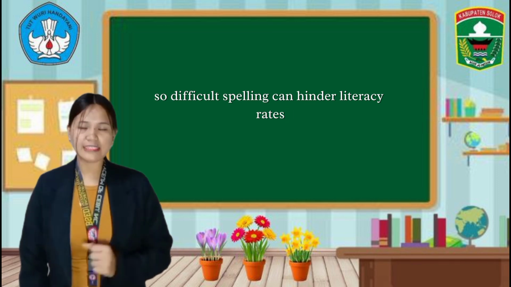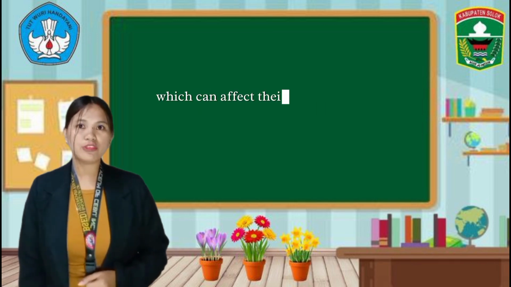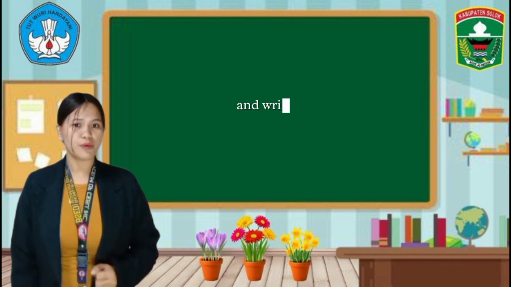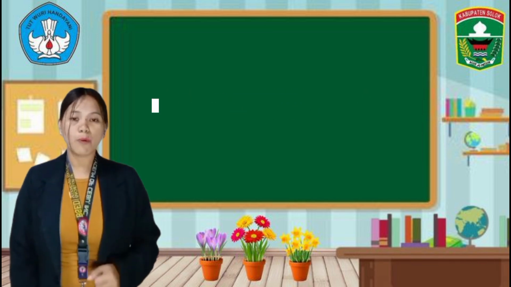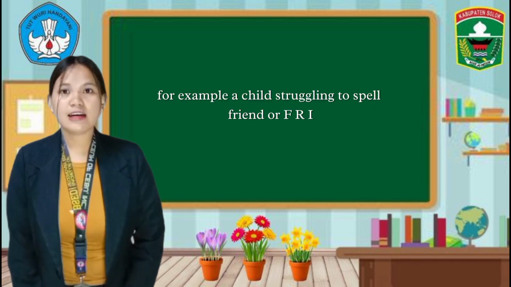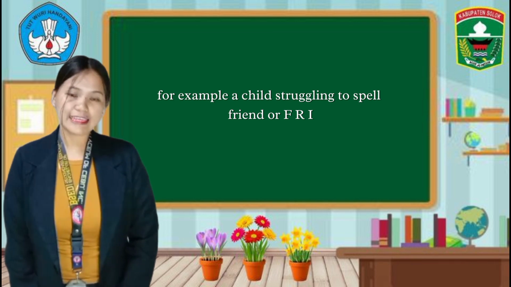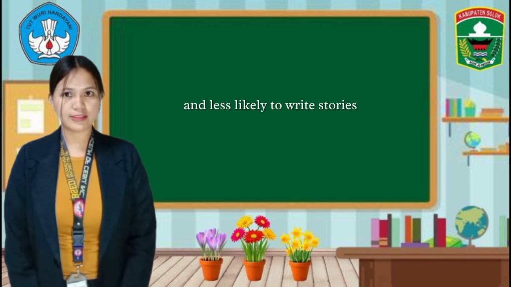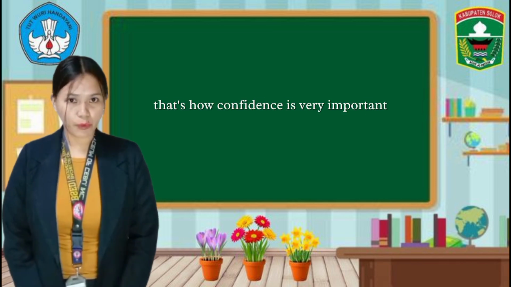Second, we have impact on literacy. Difficult spelling can hinder literacy rates. Many people struggle with spelling, which can affect their confidence and willingness to engage in reading and writing. Simplifying spelling could potentially make literacy more accessible to a broader audience. For example, a child struggling to spell friend, F-R-I-E-N-D, might feel discouraged and less likely to write stories or participate in class. That's how confidence is very important.